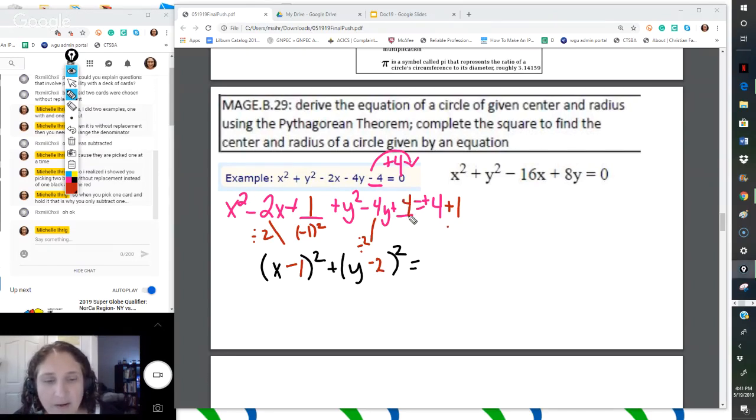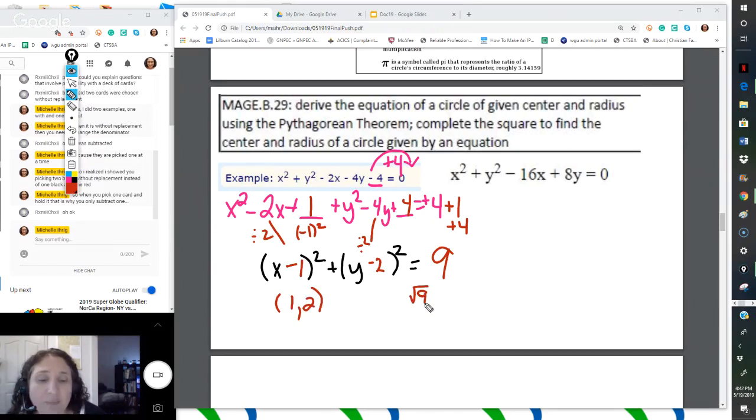Going up, square it again. 4 plus 4 plus 1 is 9. From there, we can then determine things like the center is +1, +2 because we switch the signs. We can also take the square root of 9 to get the radius, which is 3.